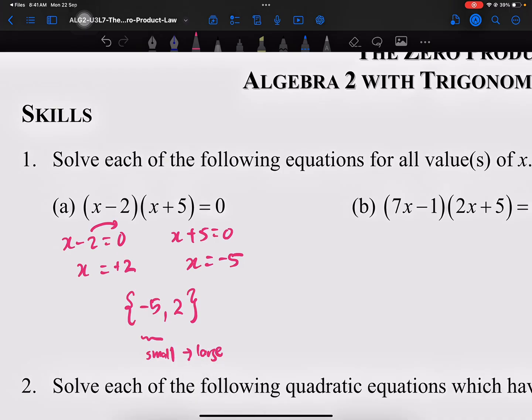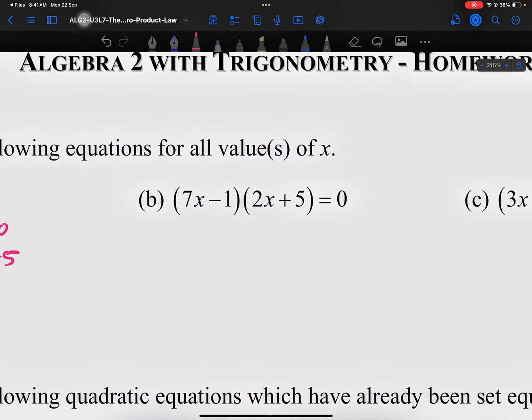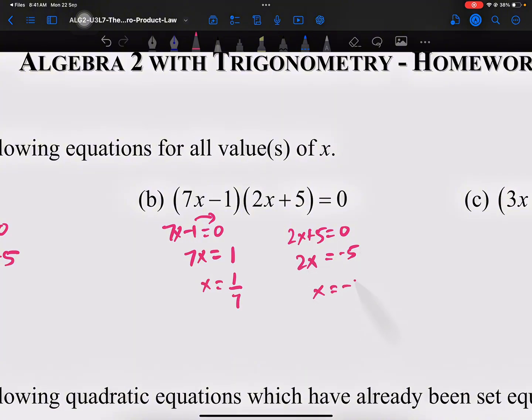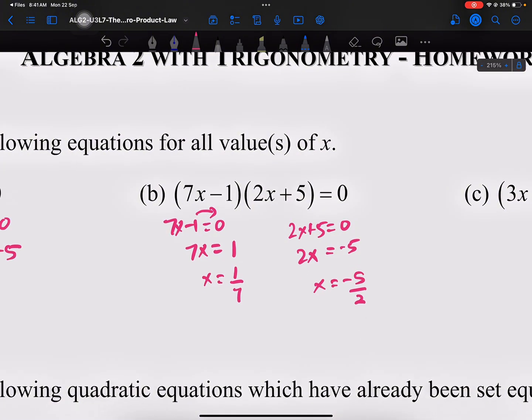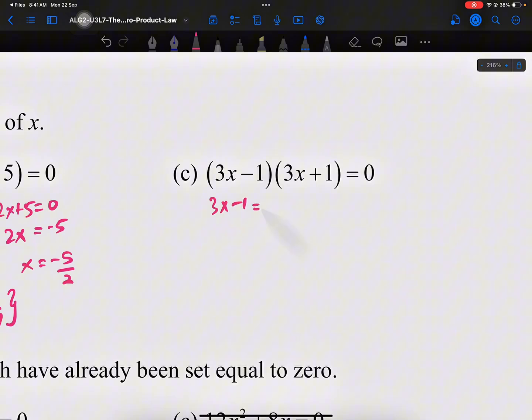So small comma large. Okay, for B, we have 7x minus 1 equals 0. 7x equals 1. So the minus, you jump to the other house, becomes 1. x is 1 over 7. 2x plus 5 equals 0. Minus 5 to the other side, x is negative 5 over 2. So negative 5 over 2 is smaller, 1 over 7 is larger.